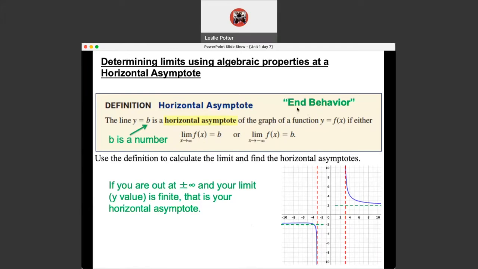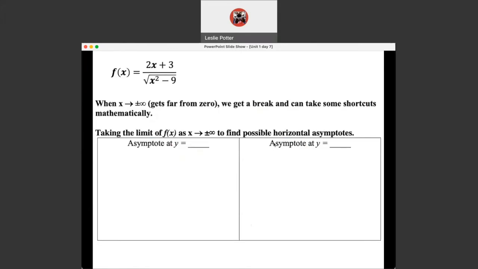Okay, so that's why we call horizontal asymptotes, that's why we call this end behavior, because we are literally looking at the ends, the left end and the right end of the functions. Okay, so let's talk about the horizontal asymptotes here. So when x approaches plus or minus infinity, gets far from 0, we get a break.